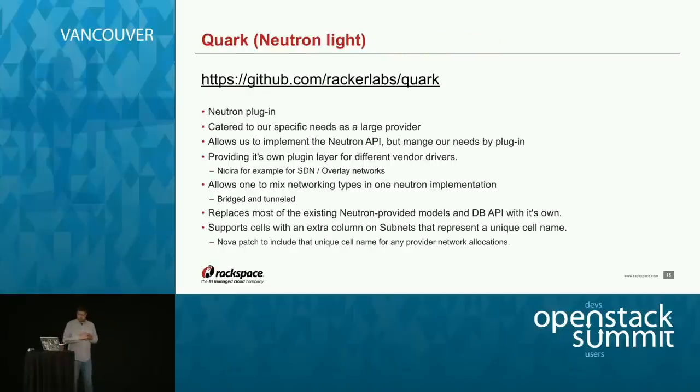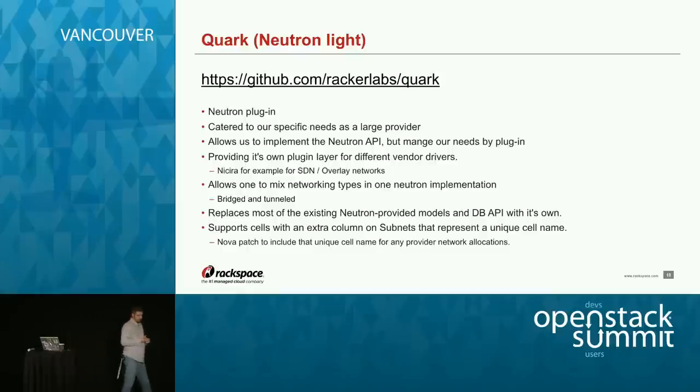So we built Quark. Quark is readily available. It is a full-fledged plugin for Neutron. The name came from the concept of it being Neutron Light, and a neutron contains quarks. It essentially allows us to run the Neutron API and all those things, but then we can manage our needs by this plugin. It does allow us to also use vendor plugins.